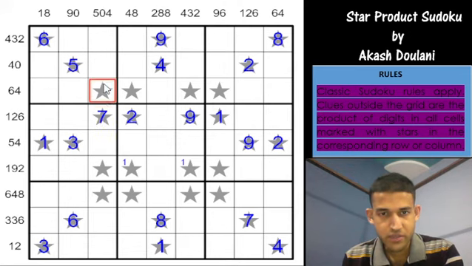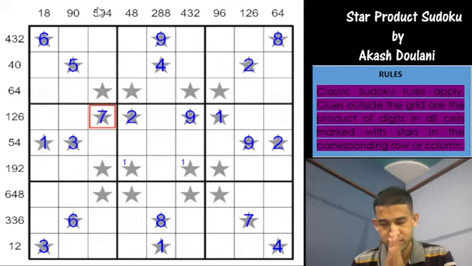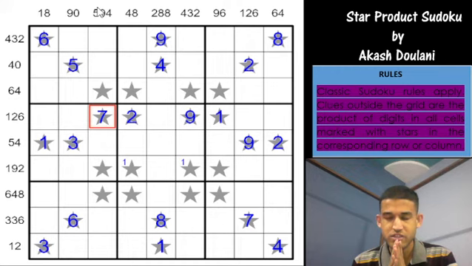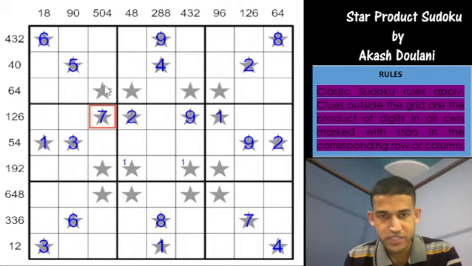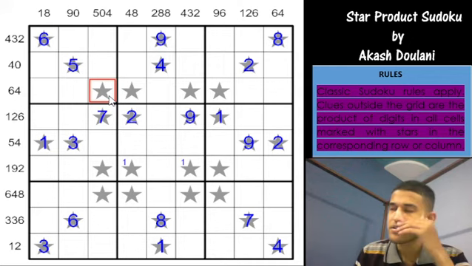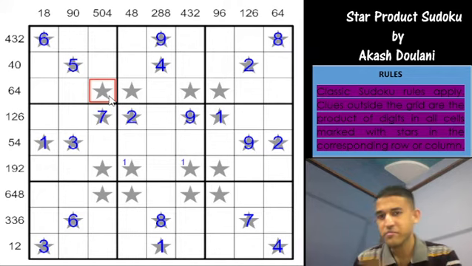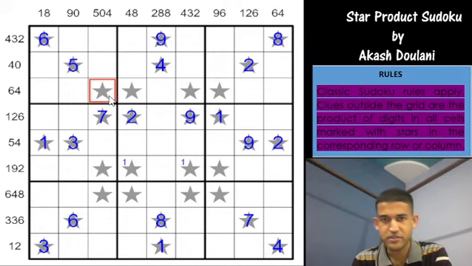Now let's look at maybe these stars. 504 by 7 looks complicated. 7 multiplied by 7 is 49, so 72. So which means we need 72 from these 3 cells. And I don't think I'm comfortable resolving 72 yet.